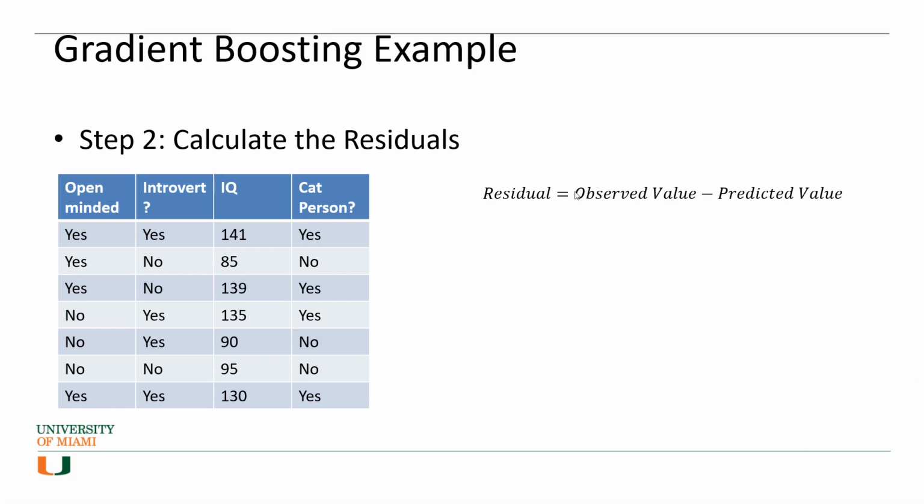Using that, we can easily calculate the residuals as the difference between that observed value, which is either 1 or 0, minus the predicted value, which you just saw was 53% for everybody. So for this first observation, for example, the residual is going to be 1, because he is a cat person, so the probability is 1, minus 0.53, which is the initial predicted probability for everybody, and it's going to be equal to 0.47. And for the second person, it's going to be 0. Why? Because he is not a cat person, so the actual value is going to be 0 minus 0.53, which is going to be negative 0.53. And these are going to be the residuals calculated for everybody.